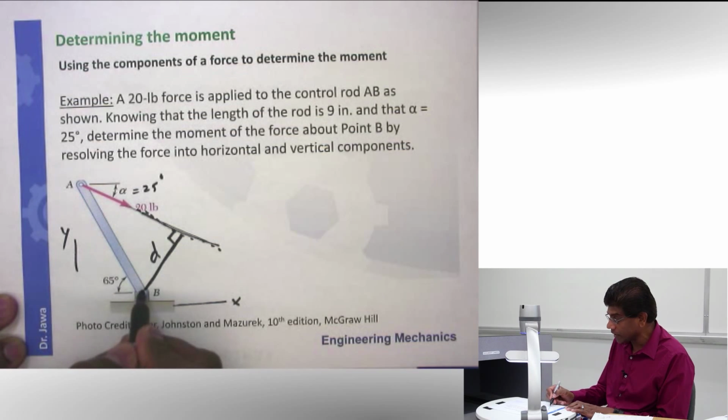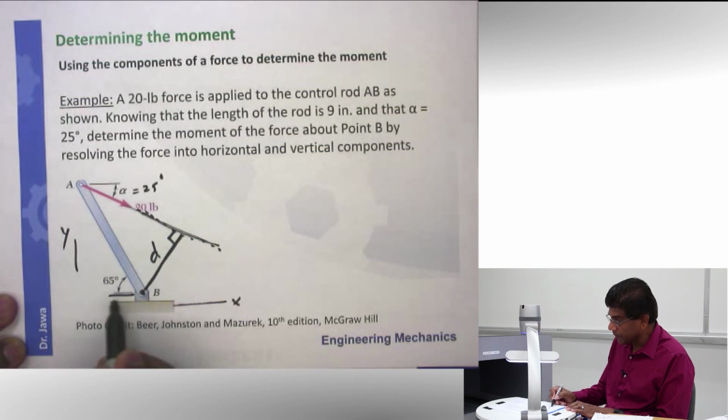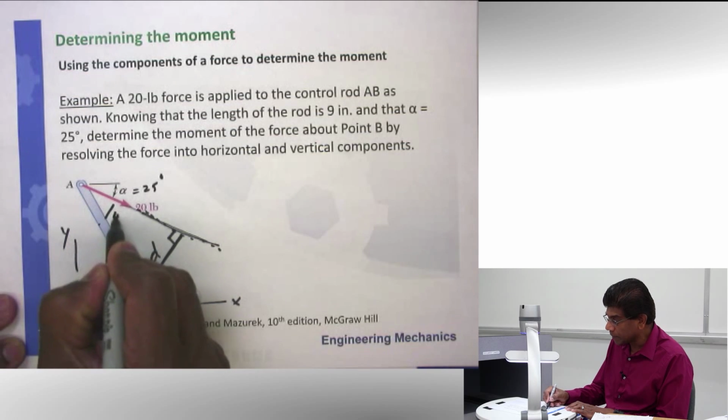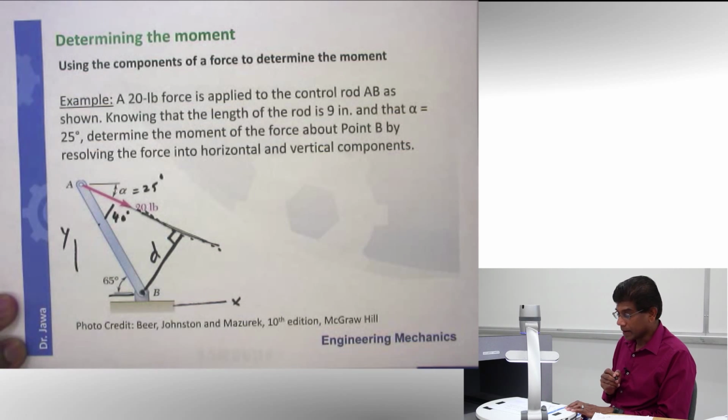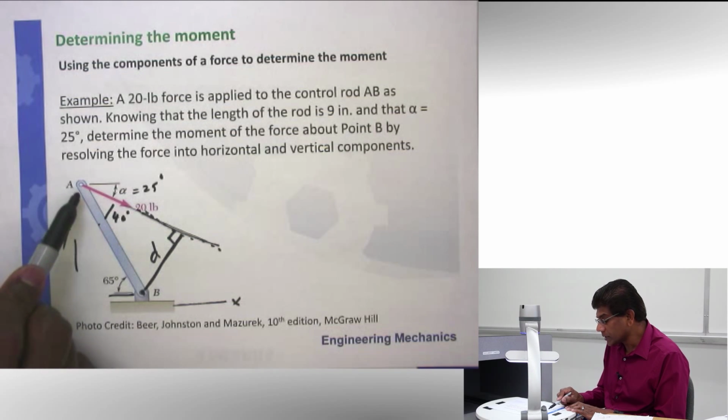Why? Because you have a right triangle here, and we know this total angle is 65 degrees because it is an alternate angle, of which this is 25, so this angle must be 40 degrees. If this angle is 40 degrees, this is 9 inches length. Realize this is 9 inches.